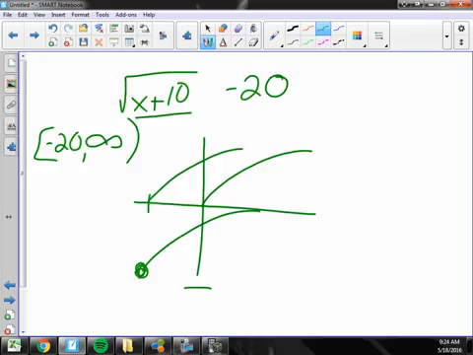Or, if you were really excited about this problem, you could find the inverse and look at the domain, because the domain of the inverse is the range of the original and vice versa. Okay? Yeah, I wouldn't do it that way.